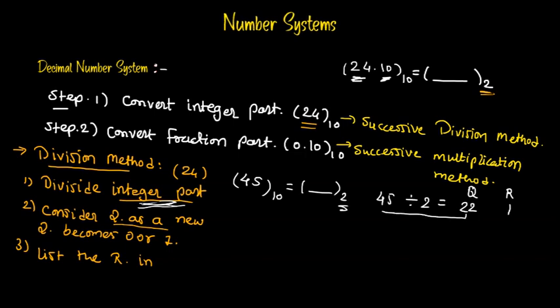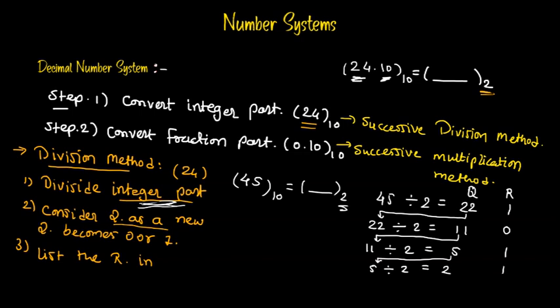Consider this 22 as the new decimal number. So 22 divided by 2, you get the answer 11 and remainder 0. Consider this 11 and divide by 2 again. So you get the answer 5 and remainder 1. Consider this 5 as the new decimal number and divide by 2. Then you get the answer 2 and remainder 1. Again consider this 2 as the decimal number and divide by 2. Then you get the answer 1 and remainder 0.